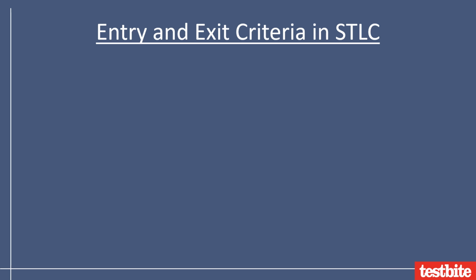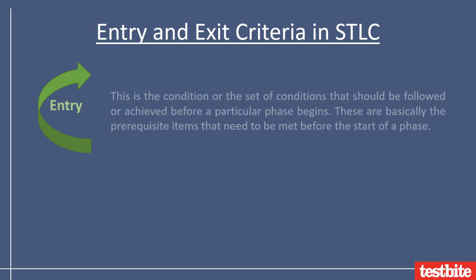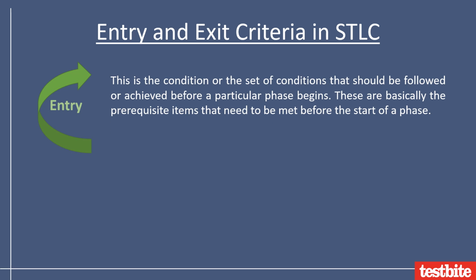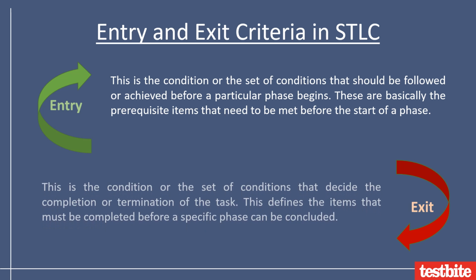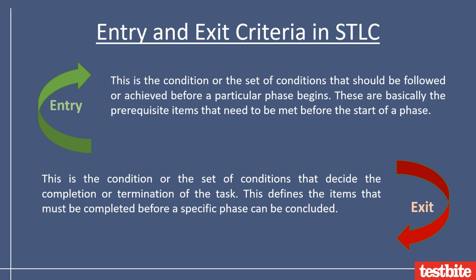You have entry and exit criteria for all the phases in the software testing life cycle. So, what are entry and exit criteria? An entry criteria is the condition, or the set of conditions that should be followed or achieved before a particular phase begins. These are basically the prerequisite items that need to be met before the start of a phase. An exit criteria is the condition, or the set of conditions that decide the completion or termination of the task. This defines the items that must be completed before a specific phase can be concluded.